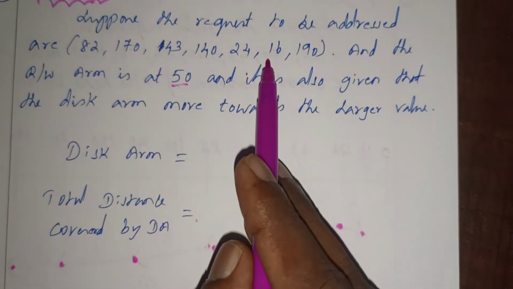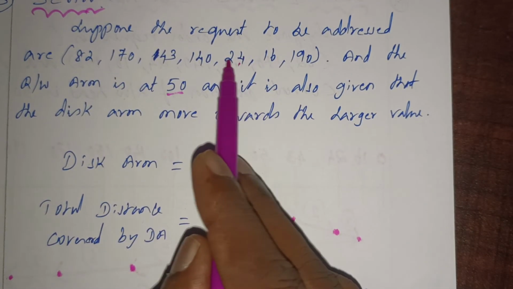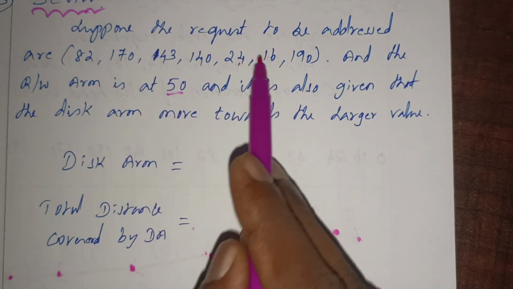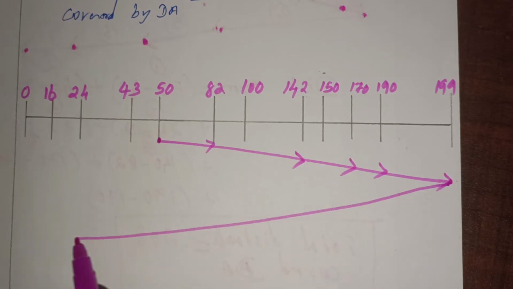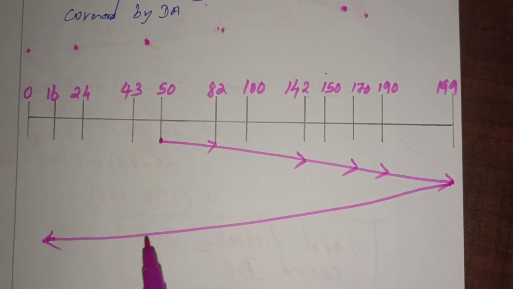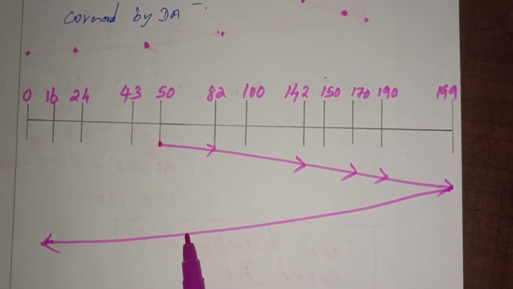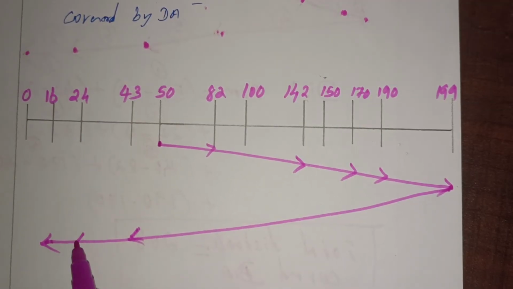The last requests are 16, 24 and 43. 16 is the least one. So the header will start here and it will exactly move to 16 and it will stop here, right? So now we have this path. What are all the requests which have been served here? We have the request at 43. So here it is 43. We have the request at 24. Finally, it is reaching 16.